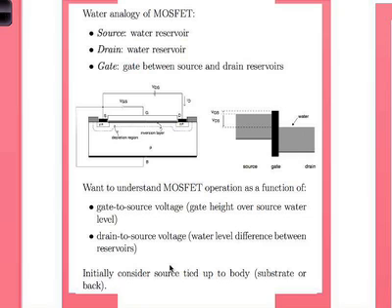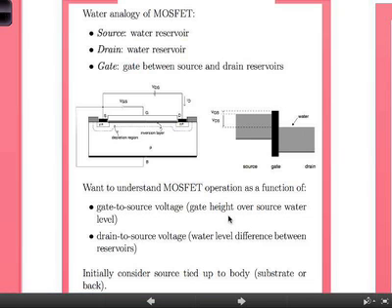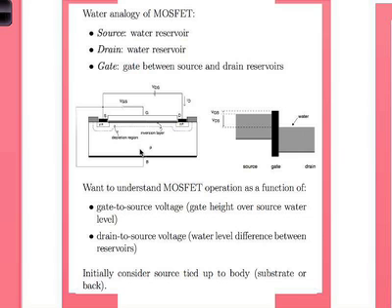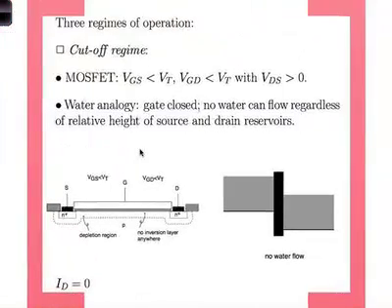And so initially, consider the source is tied up to the body, like I said, and to the substrate. The substrate is called the body. The bottom of the transistor. It's typically the wafer on which it is fabricated. Okay. Now, the three regimes of operation, again qualitatively.